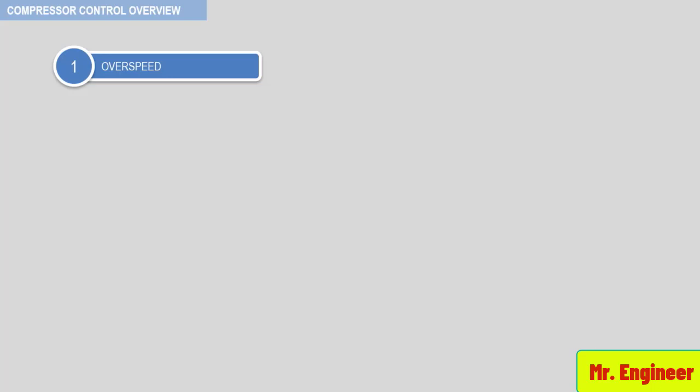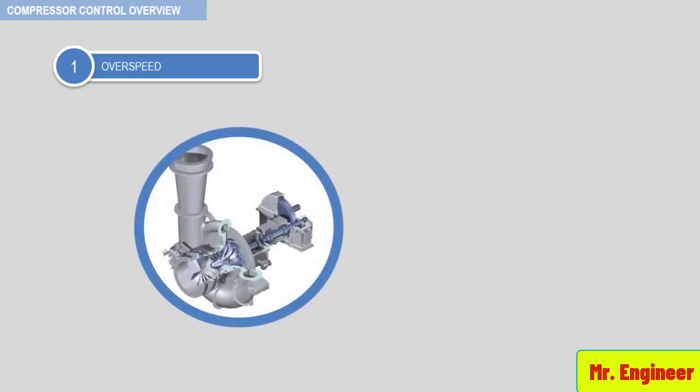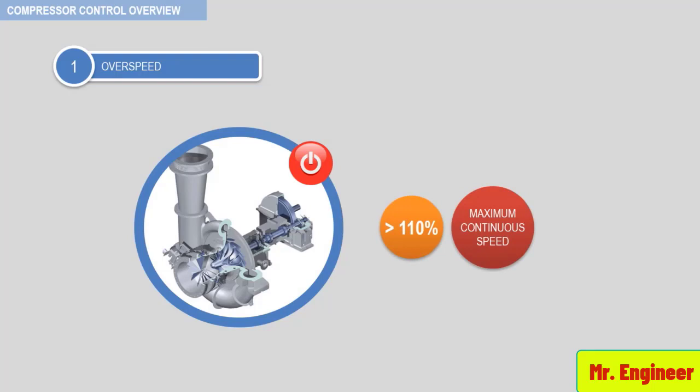All variable speed driven compressor units are protected against excessive overspeed. The industry accepted practice is to shut down the unit if the operating speed exceeds 110% of the compressor maximum speed.